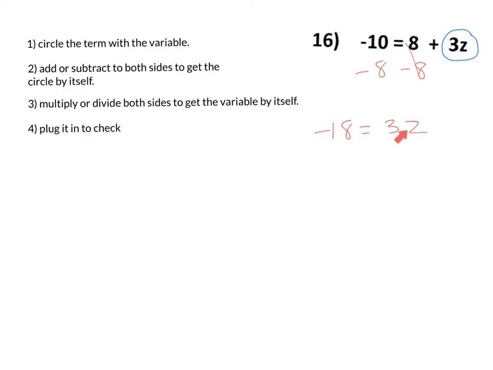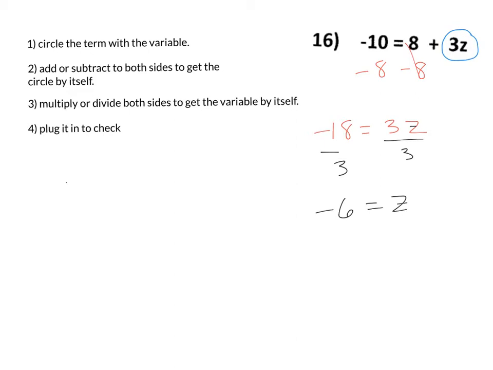Now I have to do the inverse of multiplying by 3. The inverse of multiplying by 3 is dividing by 3. Do that on both sides. I get negative 6 is equal to z.